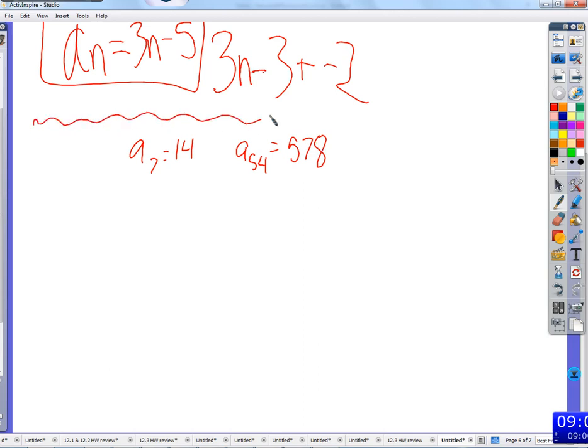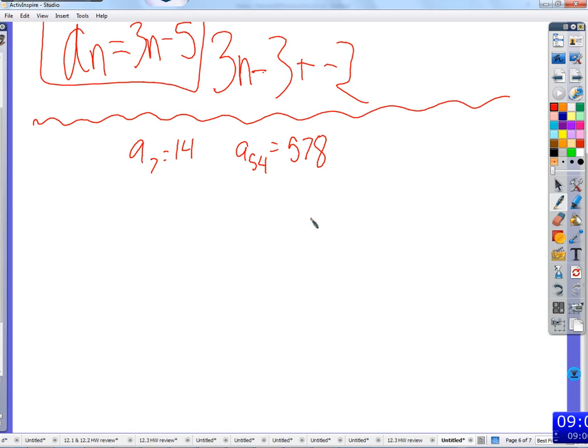Problem. A sub 7 is 14, A sub 54 is 578. We want to write the rule. We don't need to be told. All we need to know is what an arithmetic sequence is. Adding numbers. Yeah, arithmetic is adding. Okay. So how am I going to get from A sub 7 to A sub 54? What kind of pattern? Adding.